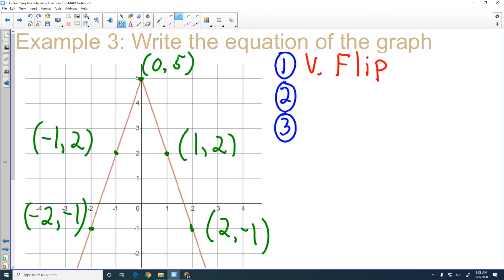All right, now what else happened? Did that vertex move? Yeah, which way did it move? Up, down, left, or right? And by how much?